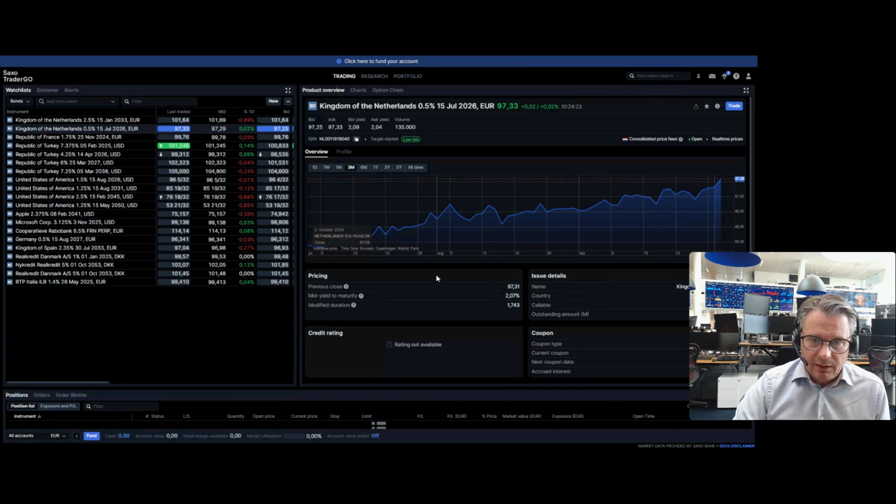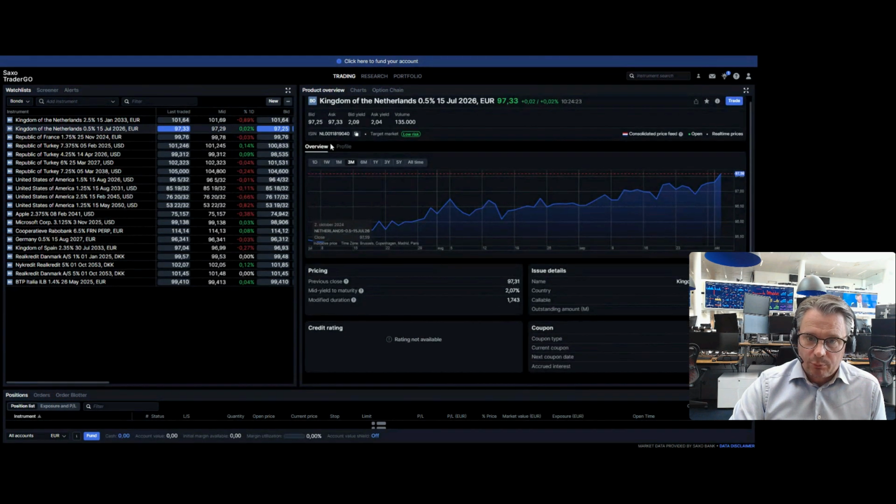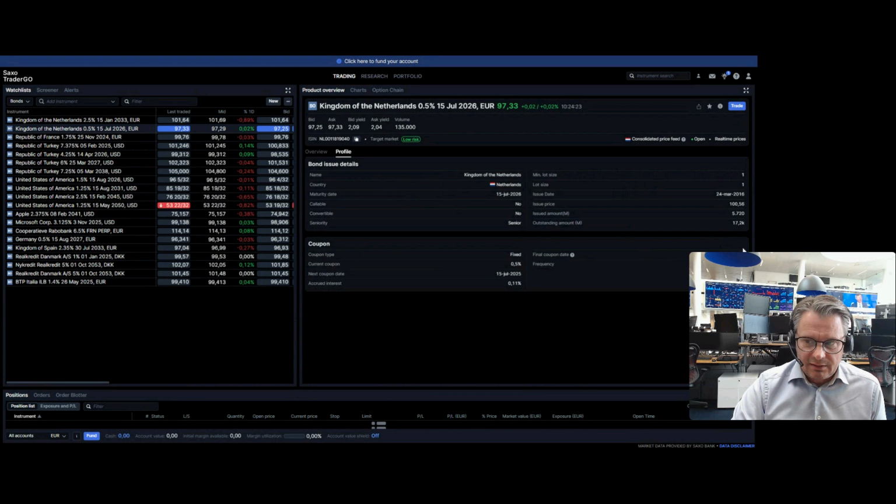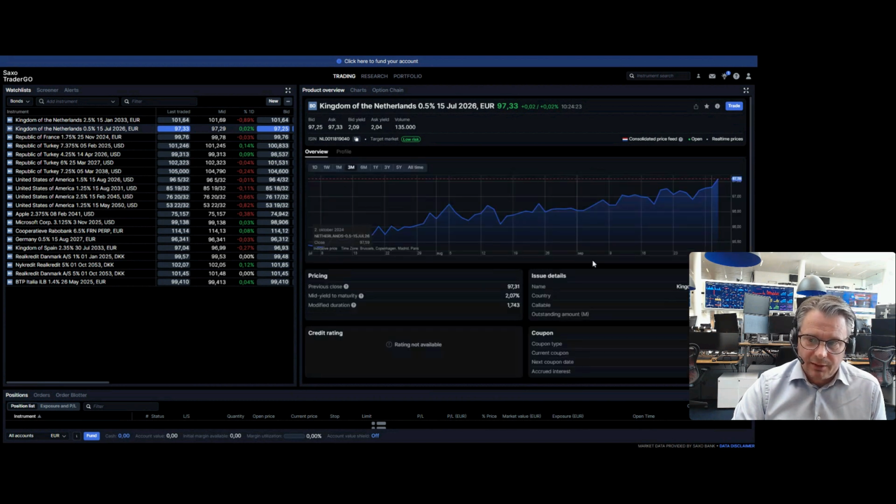Just moving below the chart here in the product overview, we have some different data points about the bond, the issuer, which country it comes from, and down here some information about the coupon on this specific bond. In this case, it's a fixed coupon. They can also be floating or variable, and this one pays 0.5%. Probably need to go here to see that. So those 0.5% are paid annually by the issuer, and the next coupon date is the 15th of July.